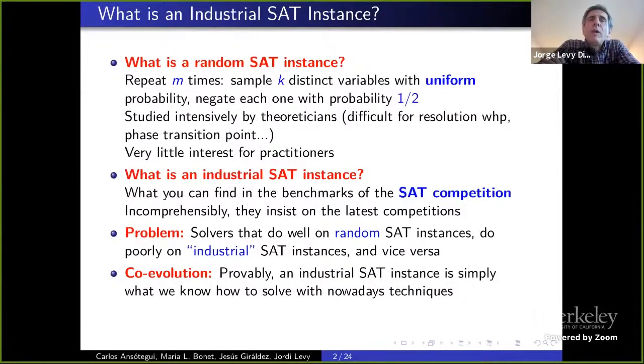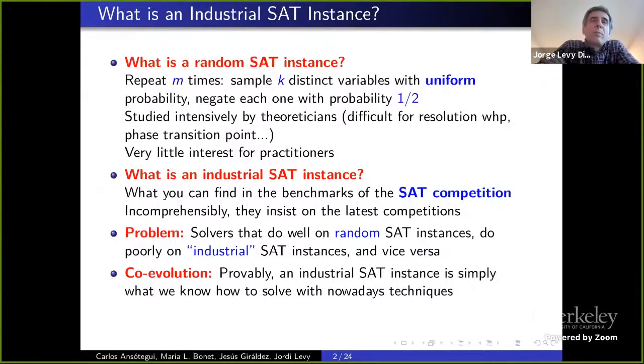When you consider these two kinds of instances, I mean, the random instances and industrial instances, one of the first problems you get is that the solvers either do well with the random instances or they do well with industrial instances. So the solvers that win in one of the tracks of the competition do very badly in the other track and vice versa.